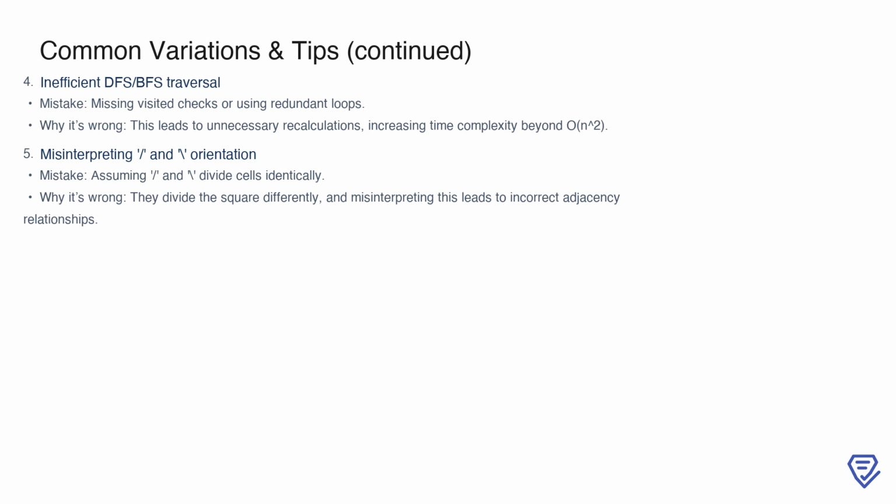Misinterpreting the orientation of / and \ is also problematic. These slashes divide the square differently, with \ typically creating a top left to bottom right split, while / forms a bottom left to top right split. Misunderstanding these orientations can result in incorrect adjacency relationships, which in turn leads to errors in identifying connected regions.